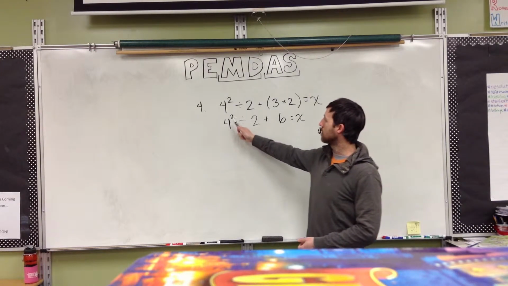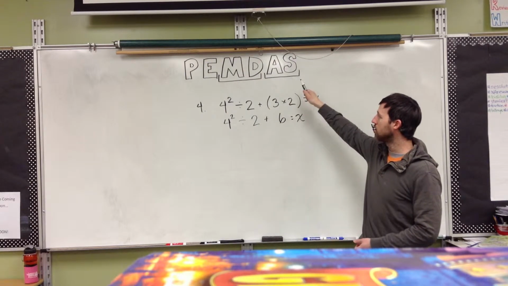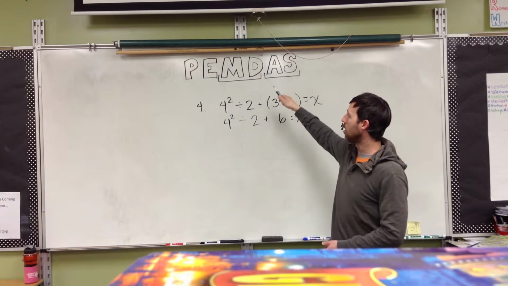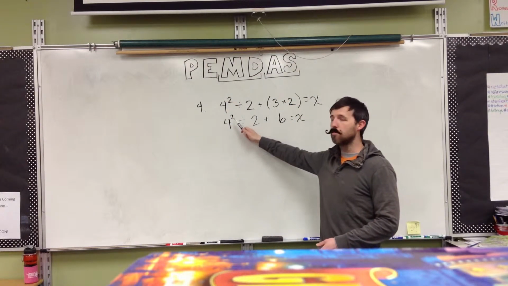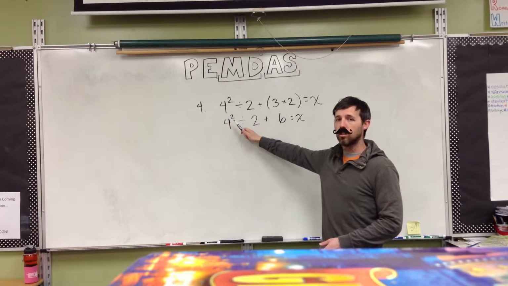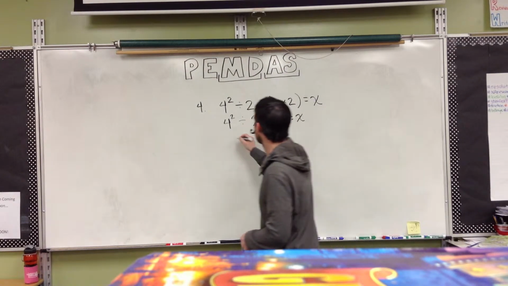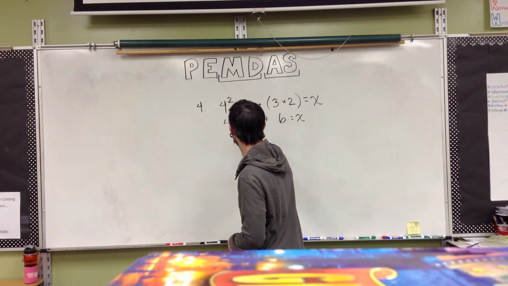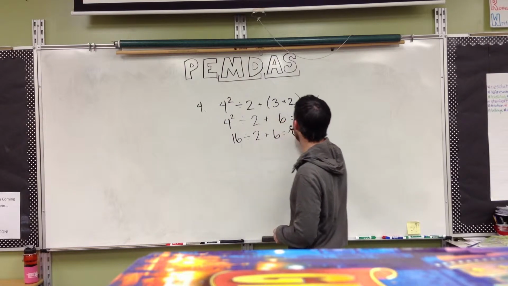So now we have exponents, division, and addition. And according to our acronym, we know that exponents is the first thing that we need to do. So again, 4 to the second power, or 4 squared, we don't say 4 times 2, it's 4 times 4, which is 16. Very good. And then you bring down the rest of the problem.